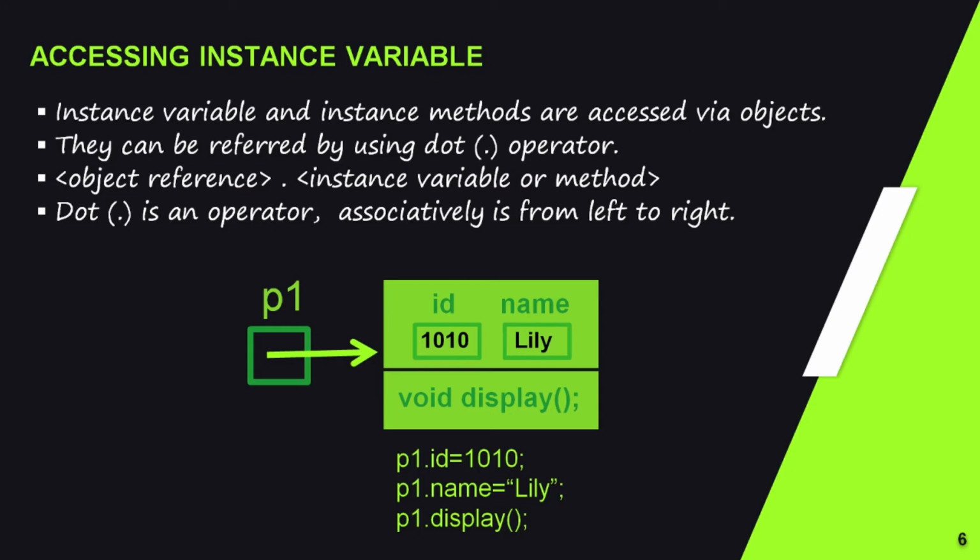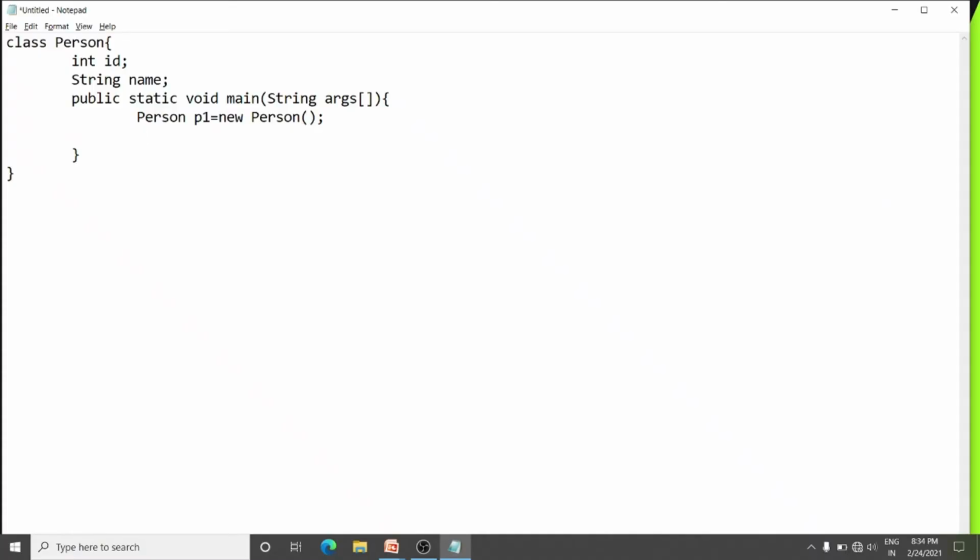Here we will do this practically. I will write my object name and then the variable name, id equal to some value. Right now I will give 1010. p1.name equal to a string, which you have to write in double quotes, say "Lily", double quote closed, then semicolon. This way we can initialize the value of a variable directly by using an object.